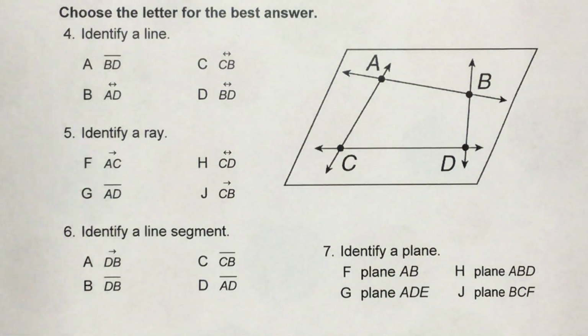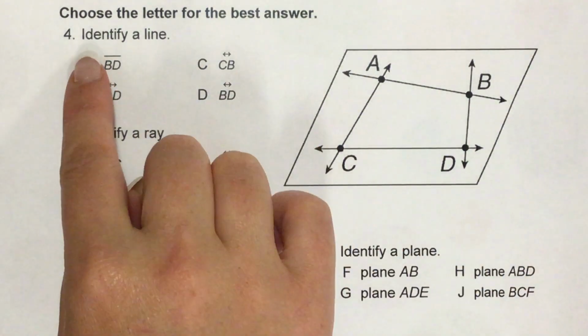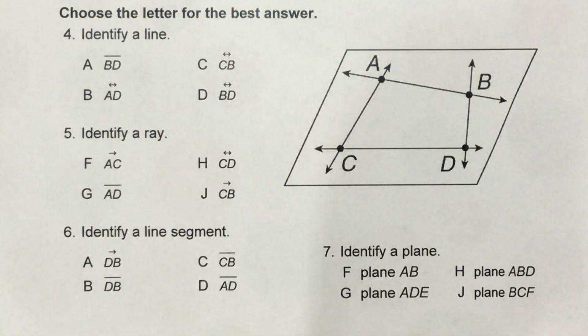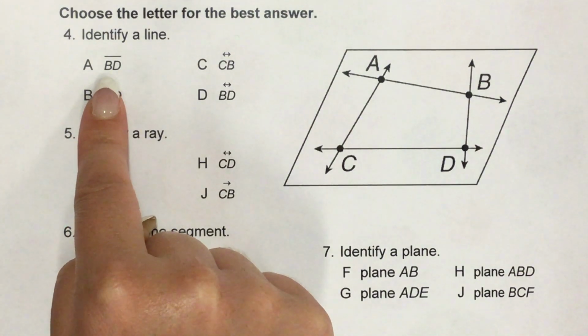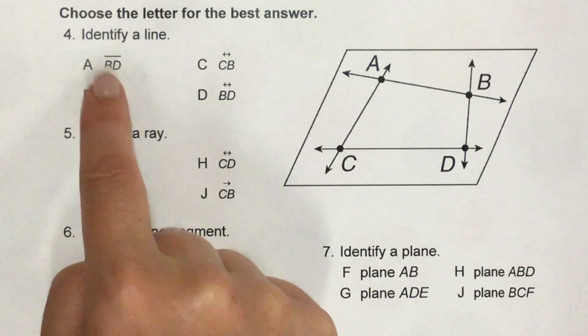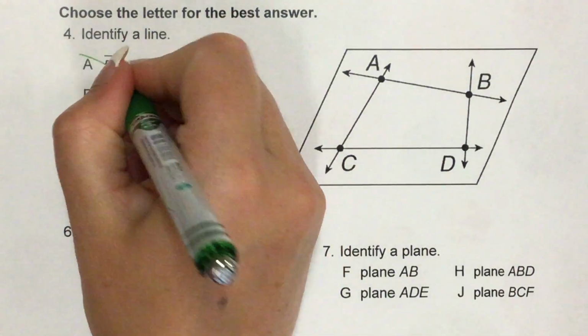Okay, for the first one, we are back. Let's see how you did on problem 4. Problem 4 wants us to identify a line. Okay, so right off the bat, I know that BD is not the answer because it has a line segment on the top of it, and that is not a line. So you are out.